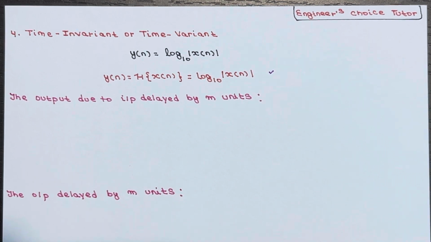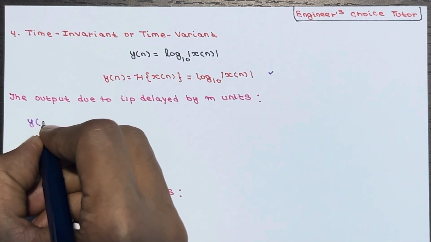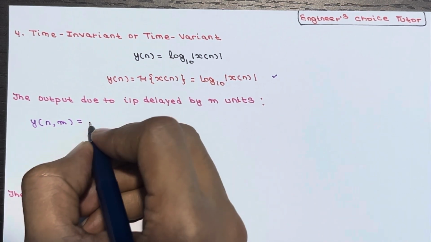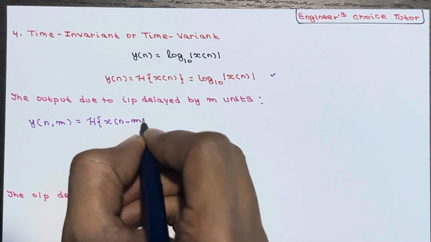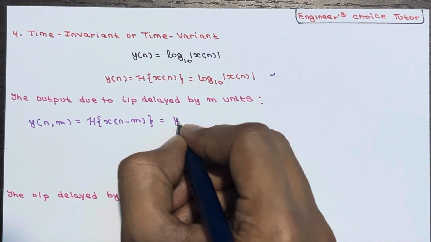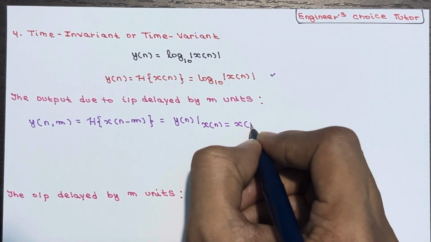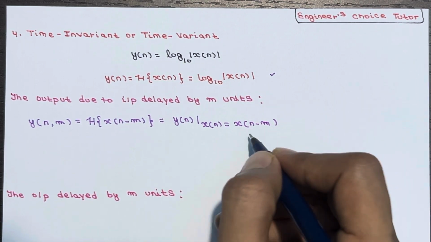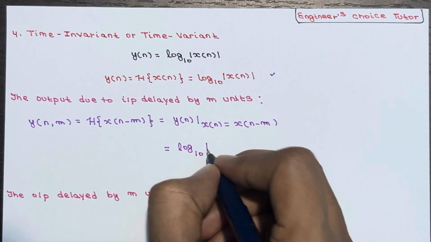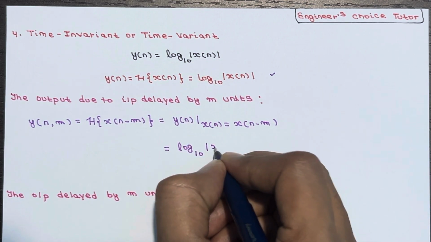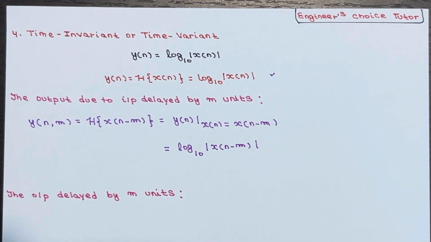The output due to the input delayed by m units: how to calculate this? It is nothing but y of n comma m, which is the transform of x of n minus m, which is basically y of n when x of n is equal to x of n minus m. Wherever x of n is present, just replace it with this. So log base 10, mod x of n, simply write x of n minus m. Clear?